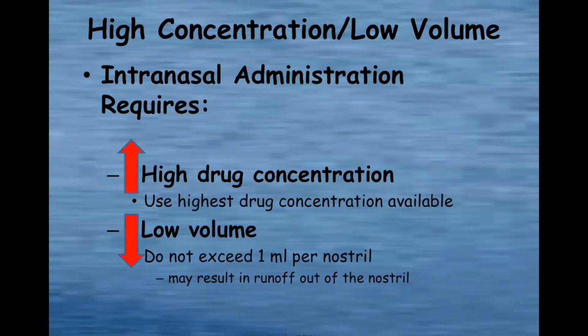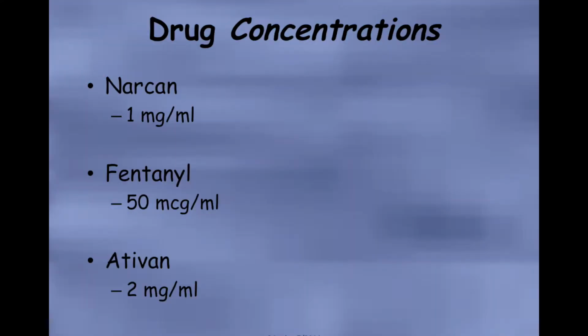The medication must be high concentration, and we want the lowest volume possible, because the most volume we can use is 1 milliliter per nostril. So the higher the drug concentration, the more medication we would be able to deliver if we needed to. Luckily, our medications are already carried in the concentrations that are appropriate for intranasal administration. Narcan drug concentration right now is 1 milligram per milliliter. Fentanyl is 50 micrograms per milliliter, and your Ativan is 2 milligrams per milliliter.